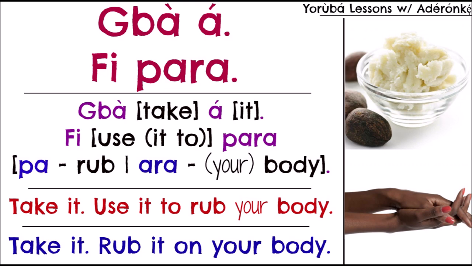Gba fi pa lara, take it, rub your body with it. You won't say fi para yin or fi para fi pa. So this is the way to put it, gba fi para. The person would know that what you're saying is take it, rub it on your body. But if you say gba fi para, that's a bad meaning. So you can stick with this: take it, rub it on your body.